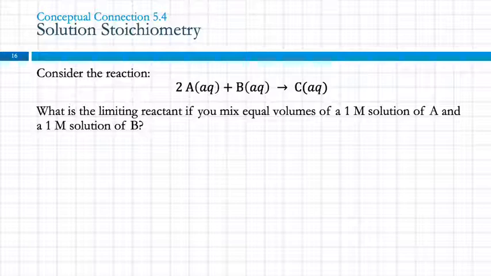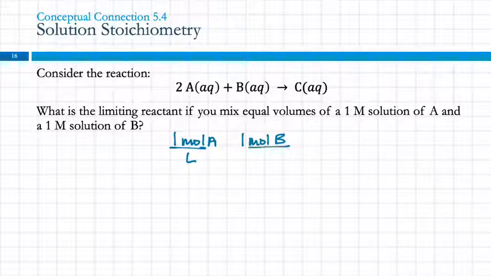Well, equal volumes. So I've got 1 mole per liter of A, and I have 1 mole per liter of B. Those are the concentrations I was given. And it says I'm mixing equal volumes. So no matter what volume I take, if I take the same volume of each of them, the moles are going to be equal.